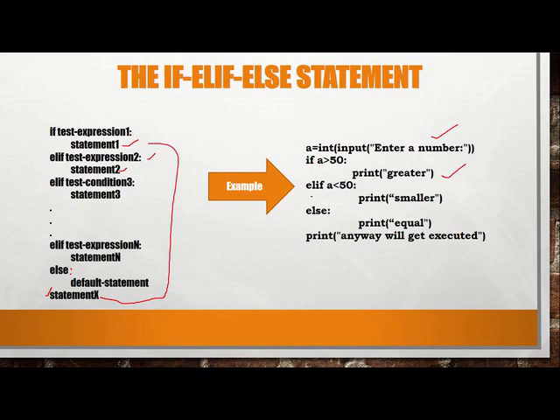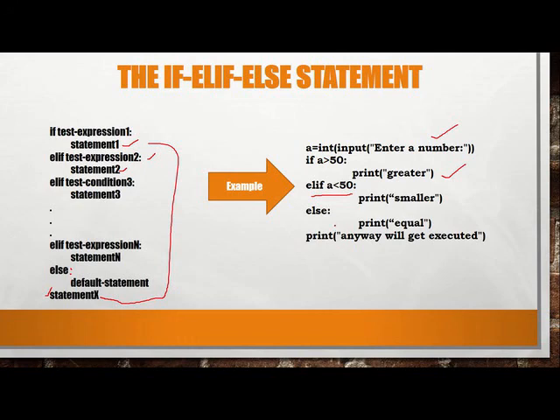Now look at the next one. For the else, again I'm putting a condition. So I'll put elif. Elif stands for else if. So else, again I'm putting a check. If the value of a is less than 50, then it's going to display smaller. Now even if this is not satisfied, only then the else block gets executed and it's going to display equal. And after that, it's going to definitely display anyway. So this particular statement gets executed irrespective of whether any of these conditions get satisfied or not.